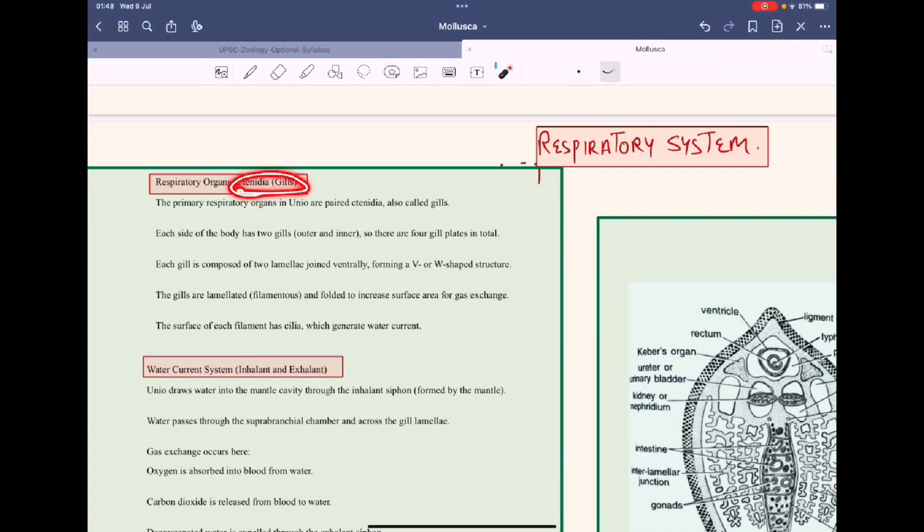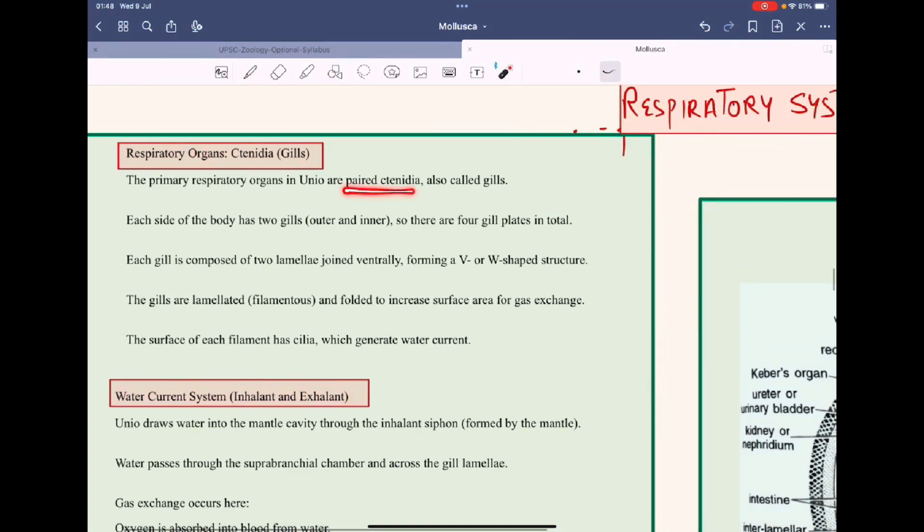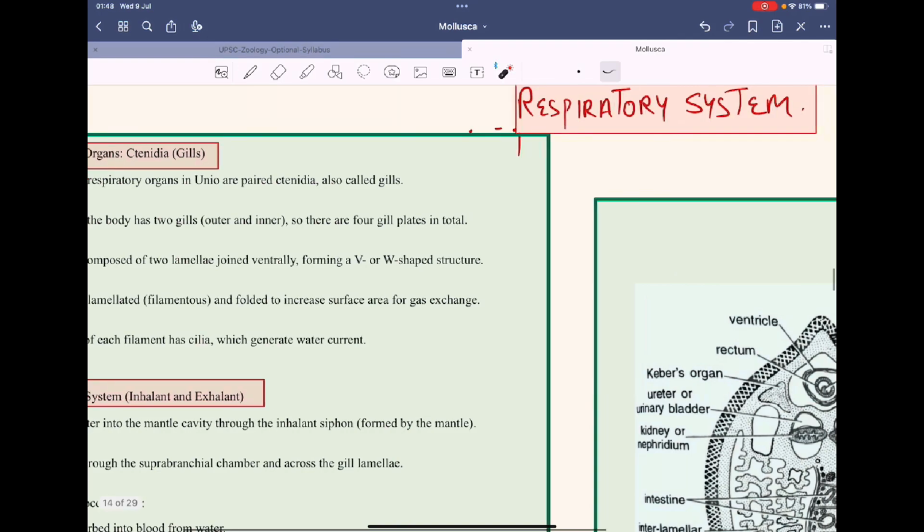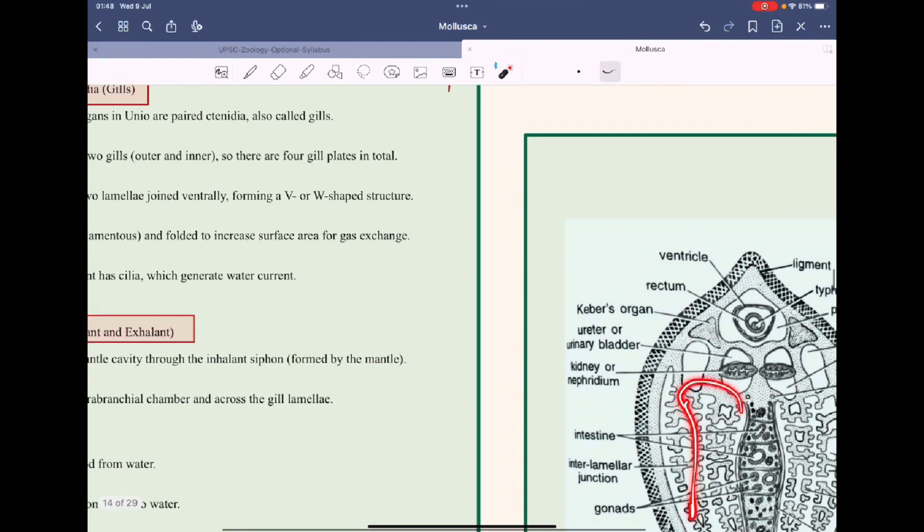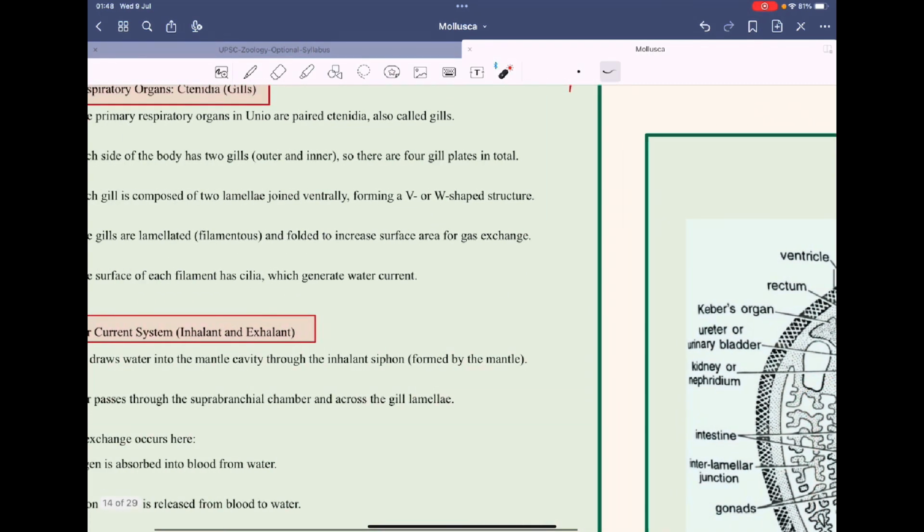These gills, the respiratory organs, are the ctenidia, or the gills. These are the primary respiratory organs. They are paired ctenidia, also called the gills. Each side of the body has two gills, and in total we have four gill plates.